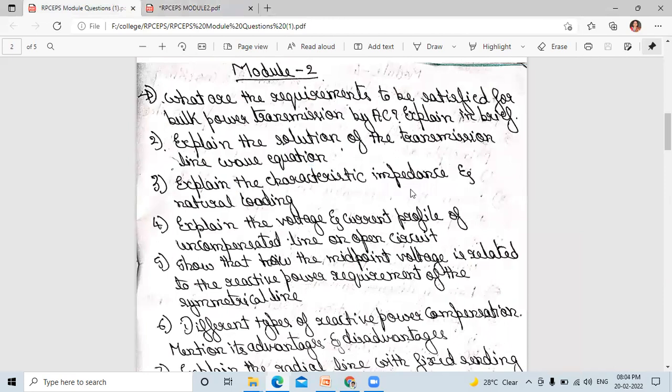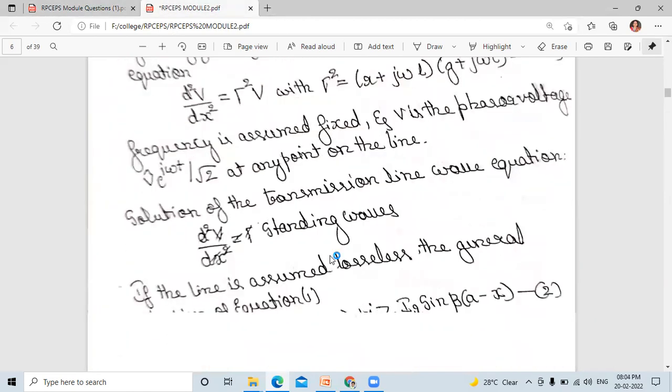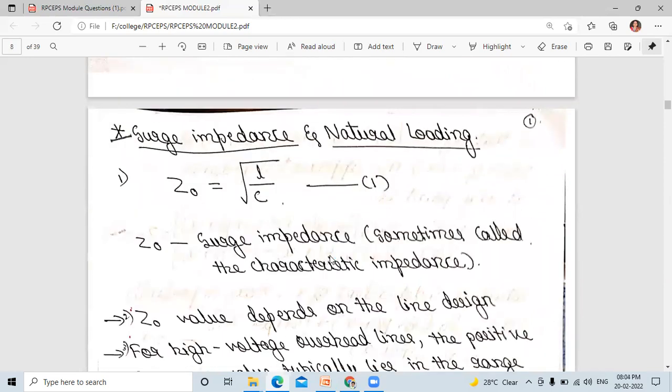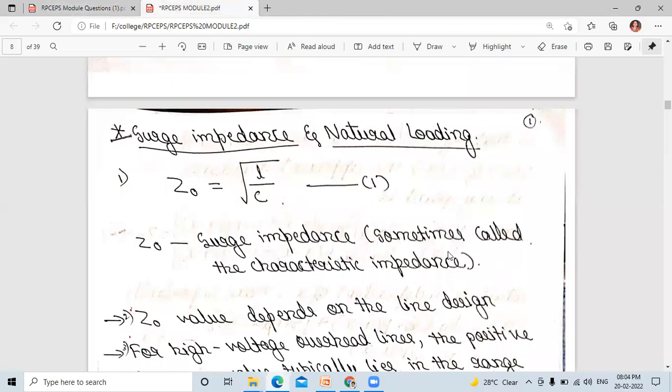Next, explain the characteristic impedance and natural loading. This is surge loading. This is nothing but surge impedance. This is what they have asked: explain the characteristic impedance and natural loading. Characteristic impedance is nothing but surge impedance. So they have asked it like this, and you need to write it always.